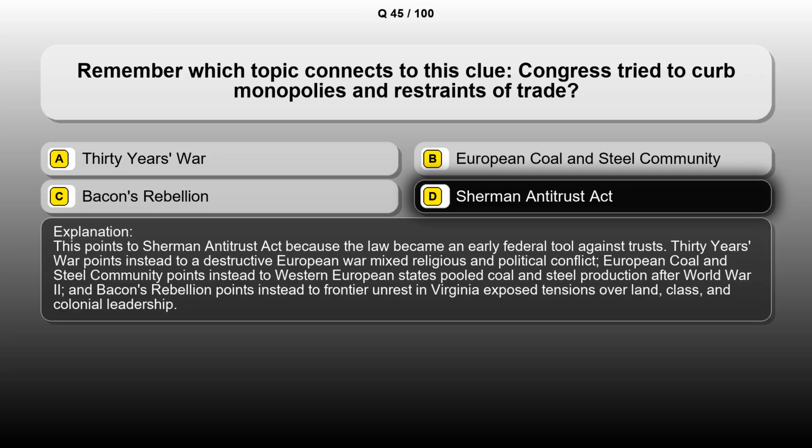This points to Sherman Antitrust Act because the law became an early federal tool against trusts. 30 Years' War points instead to a destructive European war mixed religious and political conflict. European Coal and Steel Community points instead to Western European states' pooled coal and steel production after World War II, and Bacon's Rebellion points instead to frontier unrest in Virginia exposed tensions over land, class, and colonial leadership.